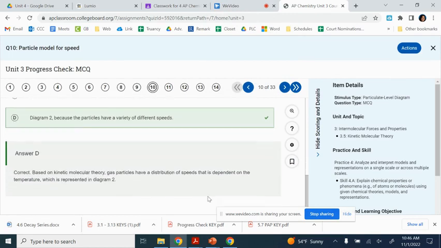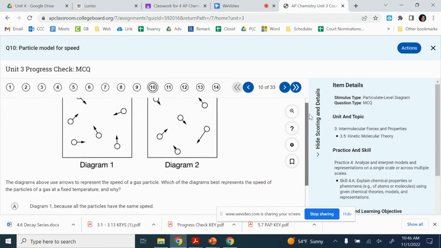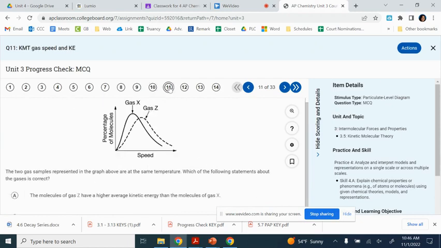Based on kinetic molecular theory, gas particles have a distribution of speeds that is dependent upon temperature, which is represented in diagram 2. If you think of the Maxwell-Boltzmann curve, they're going to have variable speeds. Some are going slower than others, but the average speed, which is what your temperature is measuring, is an average of those particles, some moving slower and some moving faster.